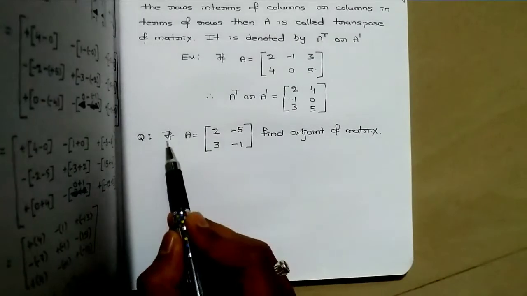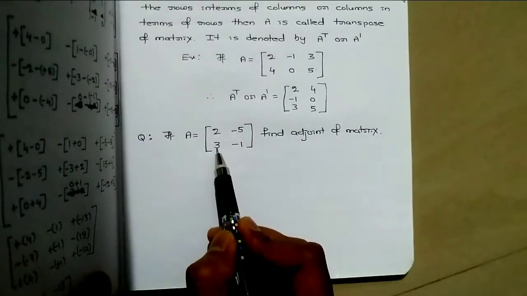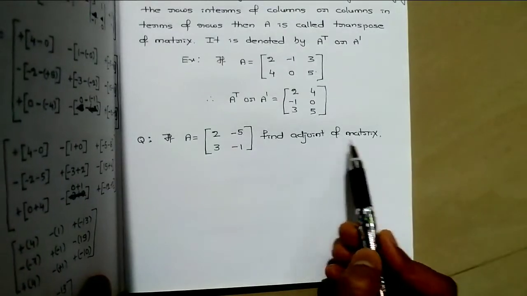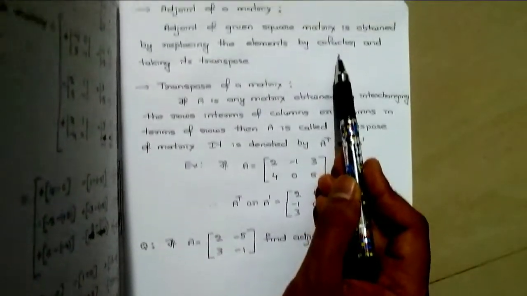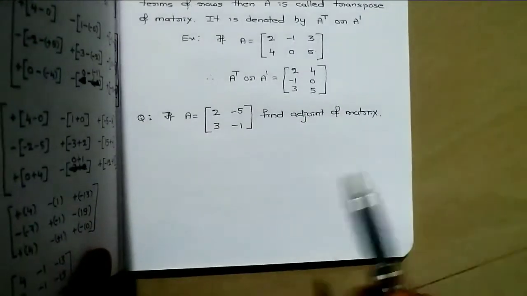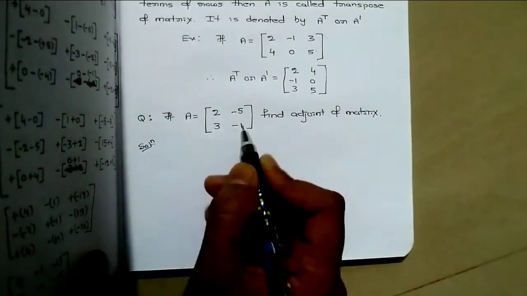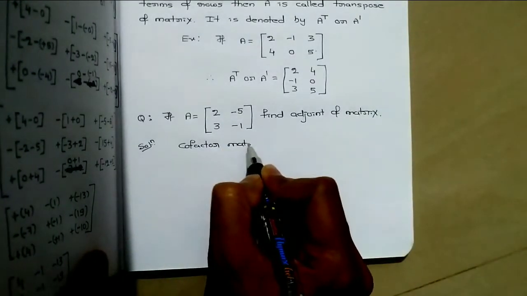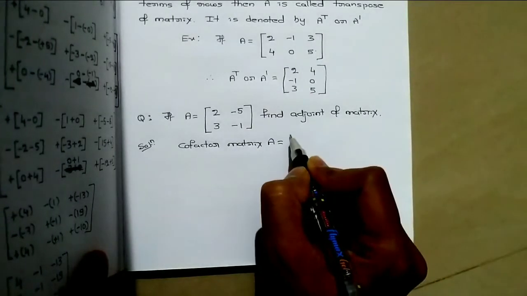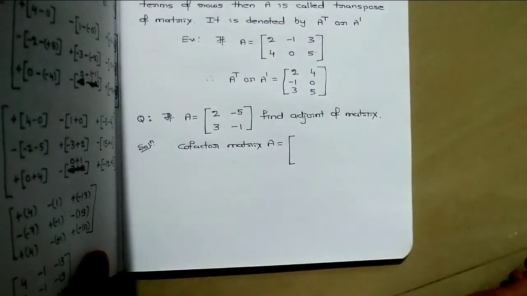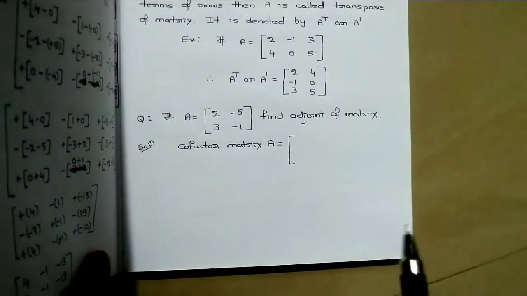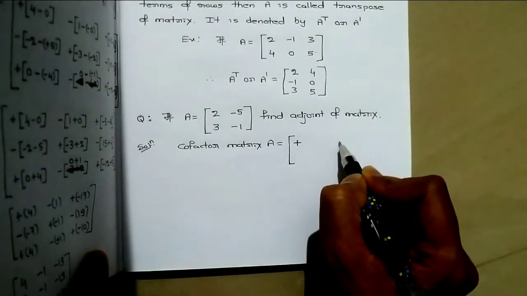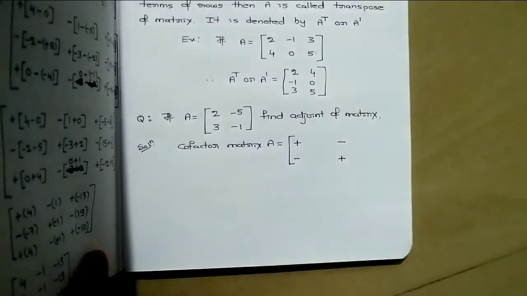First example: if A is equal to first row 2 minus 5, second row 3 minus 1, find the adjoint of the matrix. To find the adjoint of a matrix, first we need to find the cofactor matrix. So, solution. First, the cofactor matrix of A. In the previous class I told you how to find the cofactor matrix for second order. First we need to write down the sign rule. For second order, the sign rule is plus minus, minus plus.